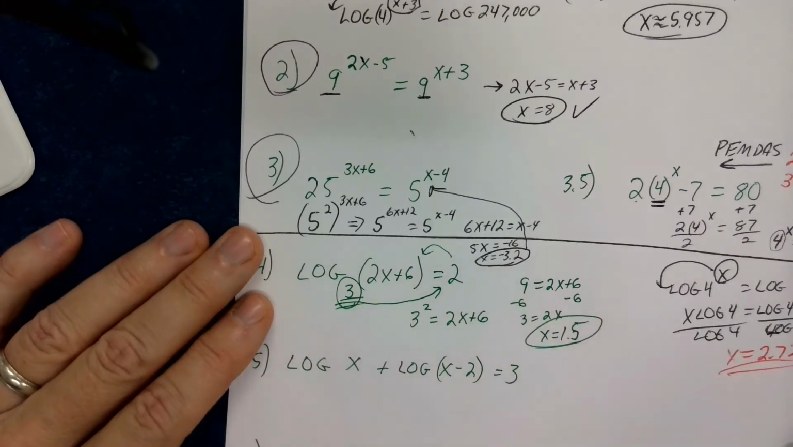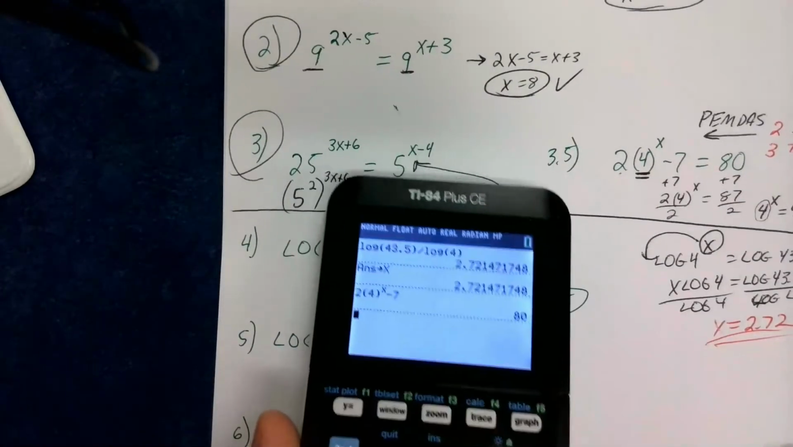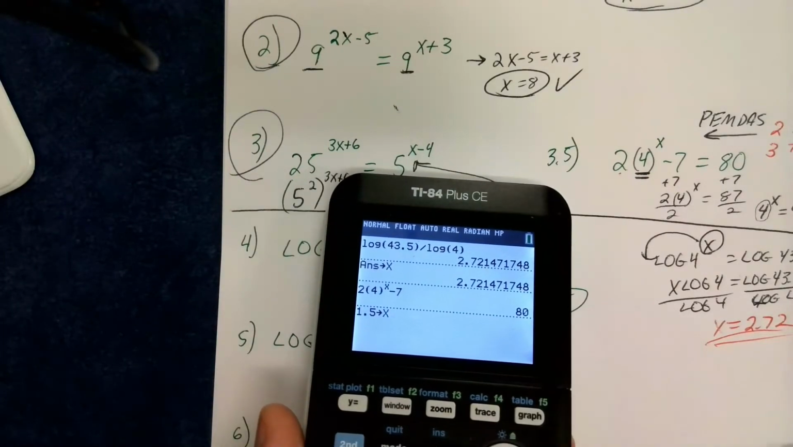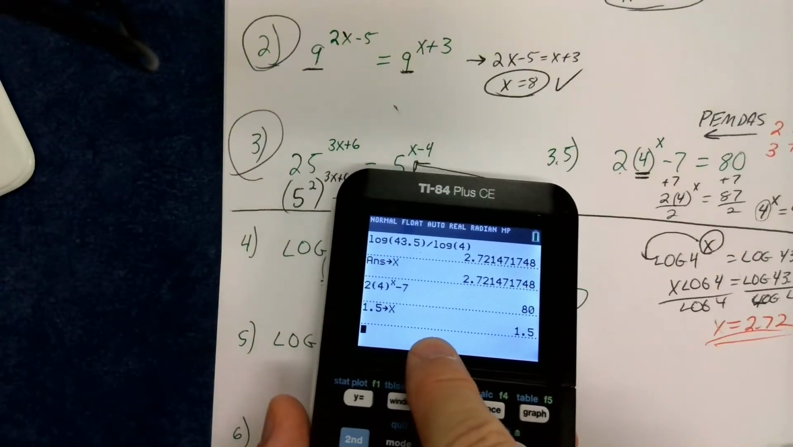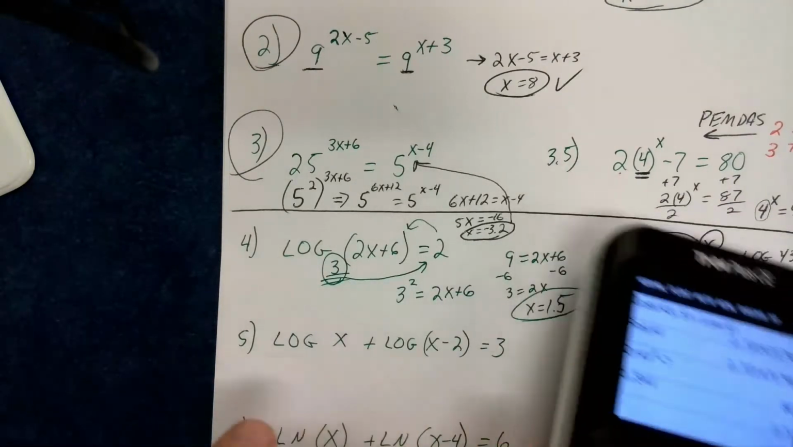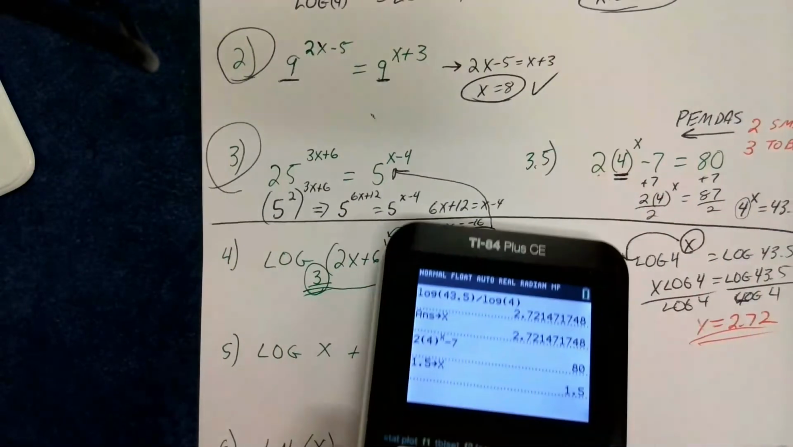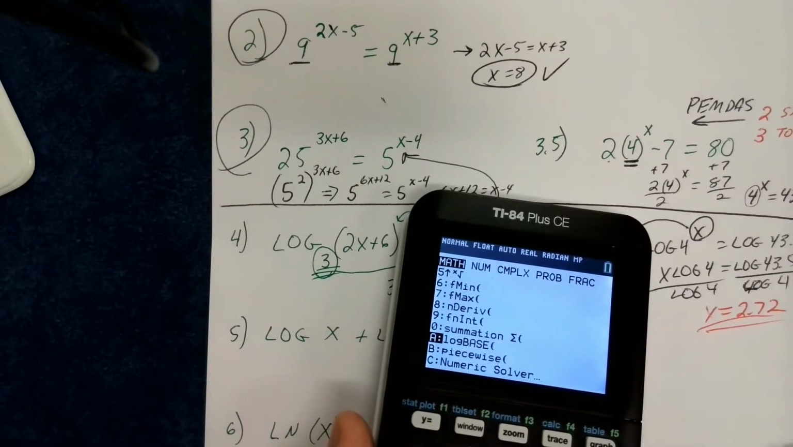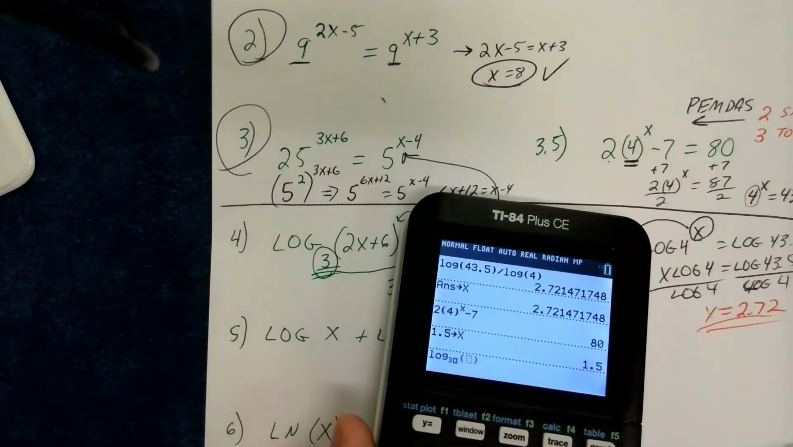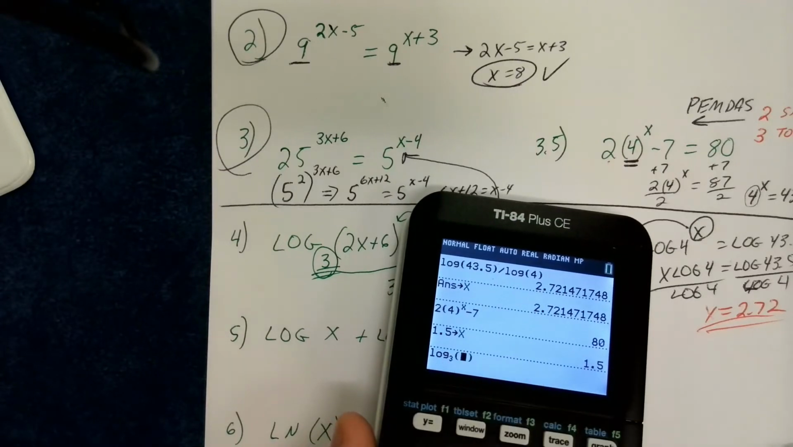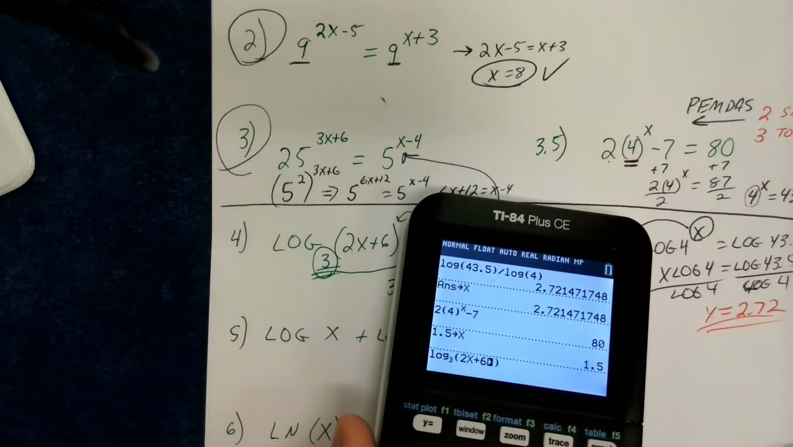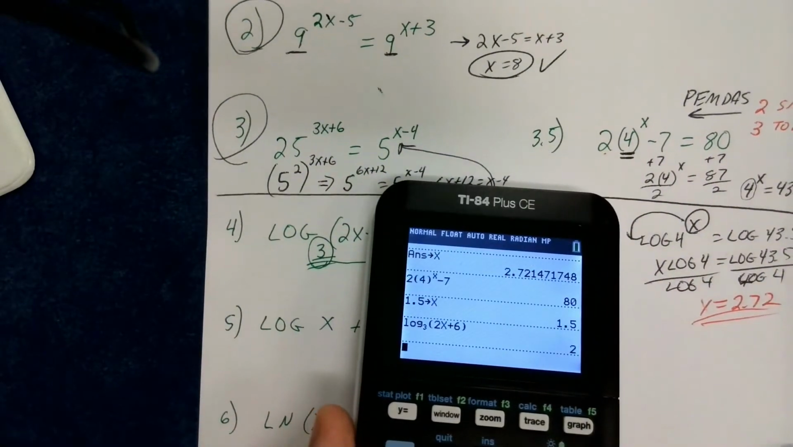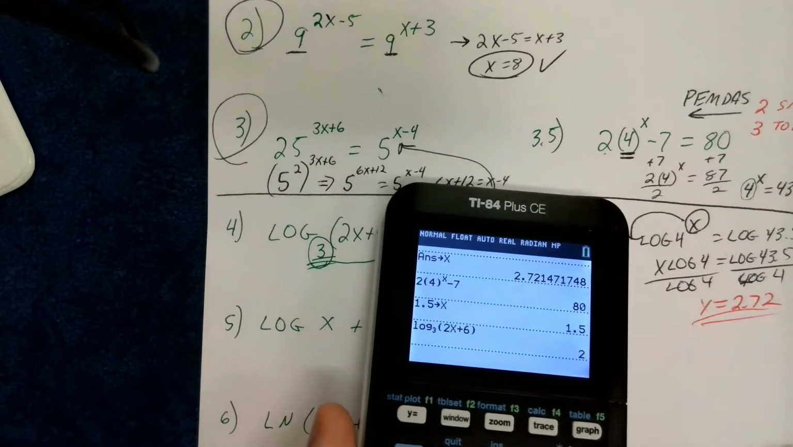Good deal. I'll take you through that one more time on this calculator. So I got 1.5. I'm going to store that in X, just like that. And then I'm going to do log base, right? Log base on my calculator, math, log base. My base is 3. My expression is 2x plus 6. And I'm supposing that is supposed to equal 2. And it does equal 2. Yay, I did it right.